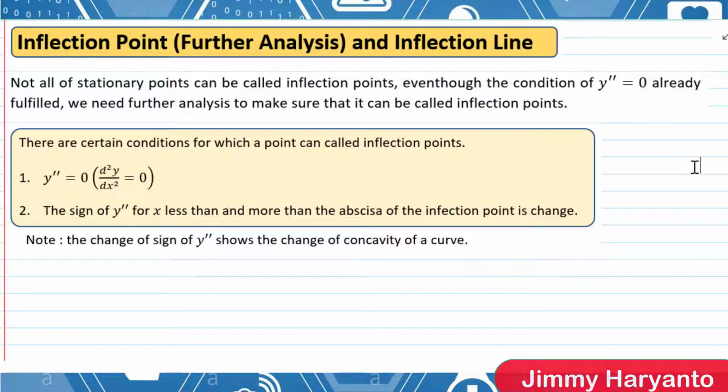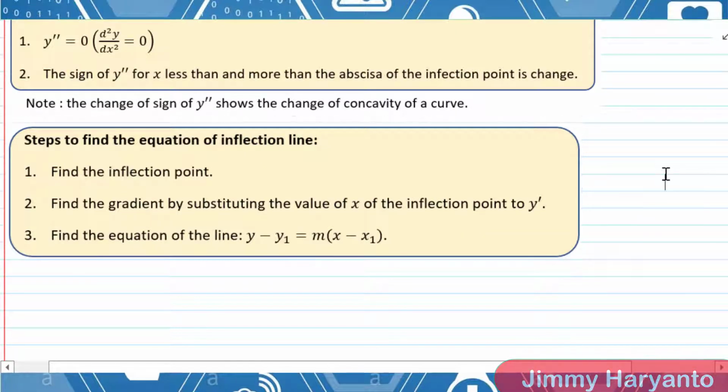So the y double accent, or the second differentiation, is showing the concavity, whether the curve is concave up or concave down. So it shows the concavity, but you will learn that later in the university.